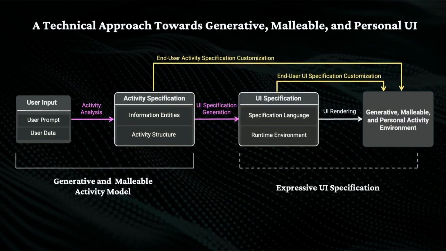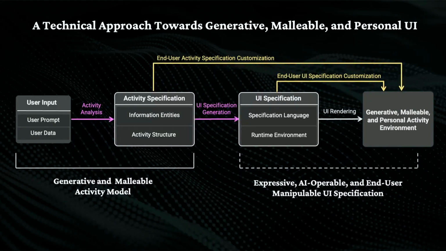And this specification needs to be both AI operable, so that AI can specify here is the right UI configuration for you to have the UI, but also end user manipulable so that I can adjust errors that AI makes. So how do we approach this, right? How do we describe the numerous UIs out there?